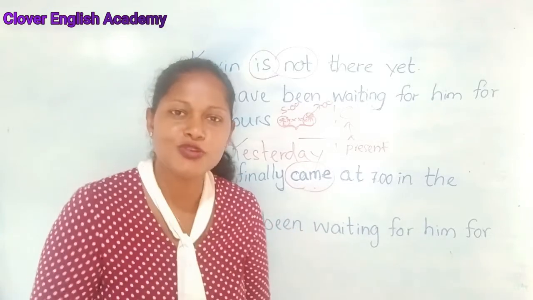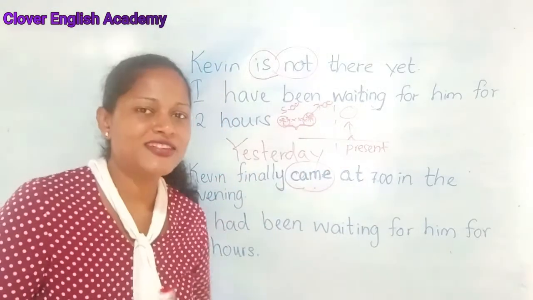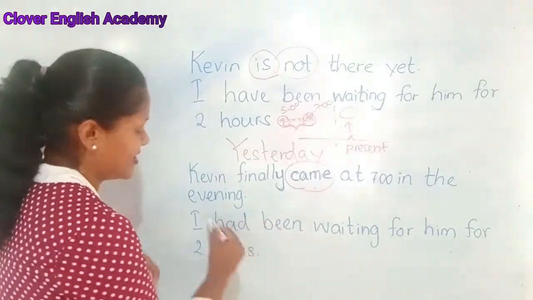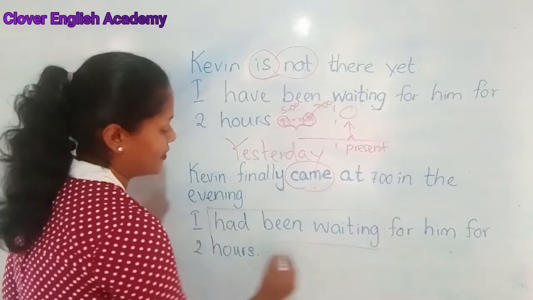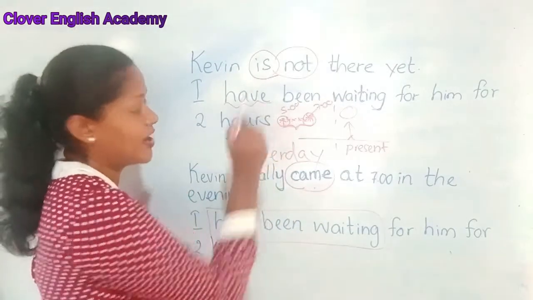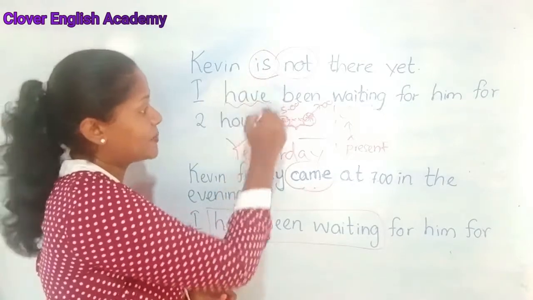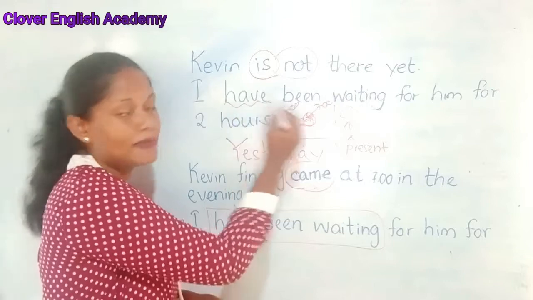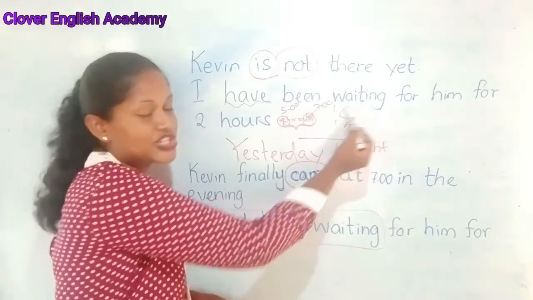Right. We'll go to some examples. So now do you understand what the difference is between these? If you look at this, I had been waiting. So yeah, I have been waiting. So we have the present form of have. එනිසා have එක present form එක තියෙන නිසා අපි මෙයාට කියනවා present perfect continuous tense.